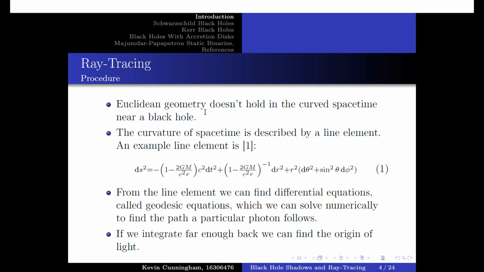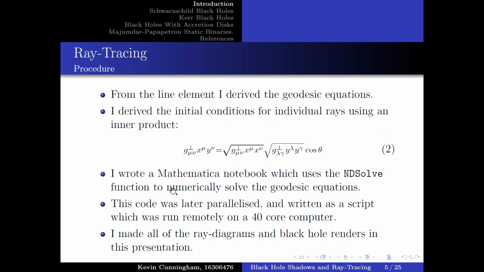Euclidean geometry doesn't hold in the curved spacetime near a black hole. This curvature can be described by a line element, like the one we see here. In particular, this line element describes a static, stationary, spherically symmetrical spacetime. From line elements like this, we can find differential equations known as geodesic equations, and by numerically solving these, we can find the path, or the geodesic, that a particular photon follows. If we integrate far enough backwards, we can find the origin of the light, and by doing that, we know what color it should be.